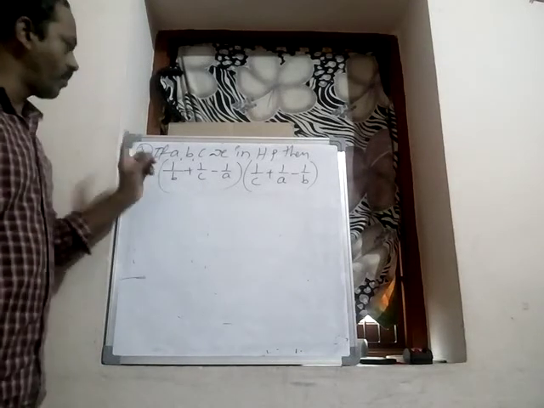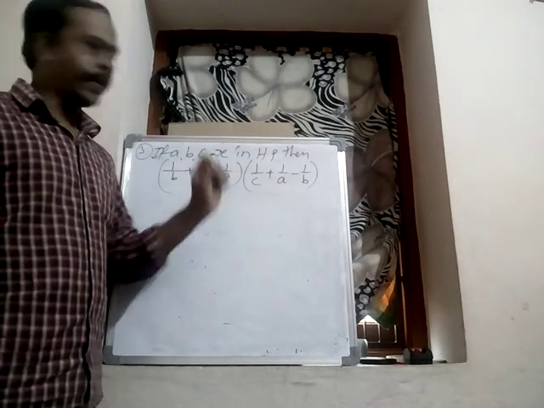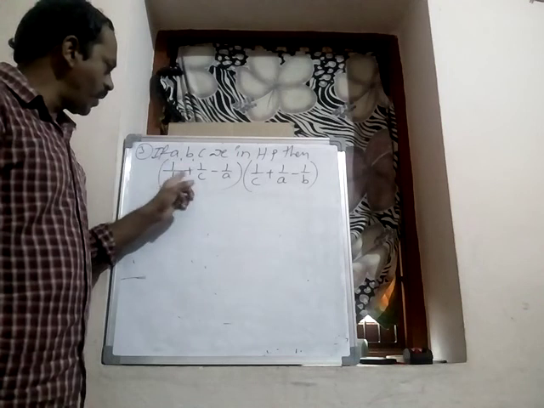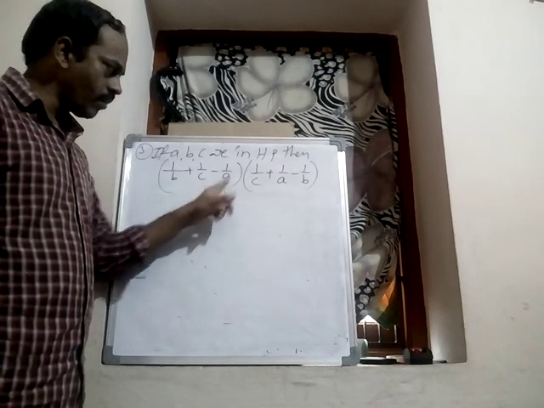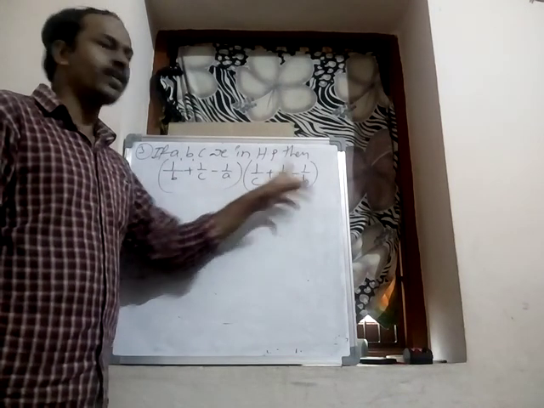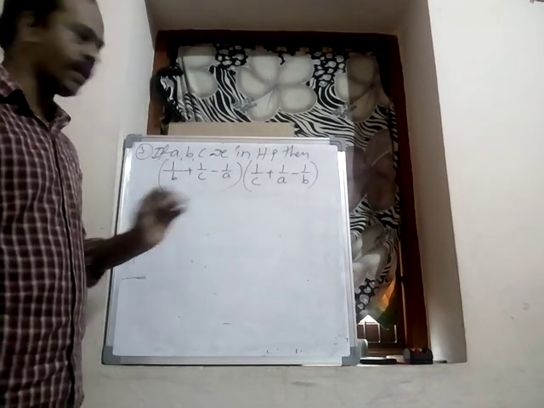Next, third problem. If a, b, c are in HP, then (1/b + 1/c - 1/a)(1/c + 1/a - 1/b). What is the value of this one? Okay, in terms of a, b, c.